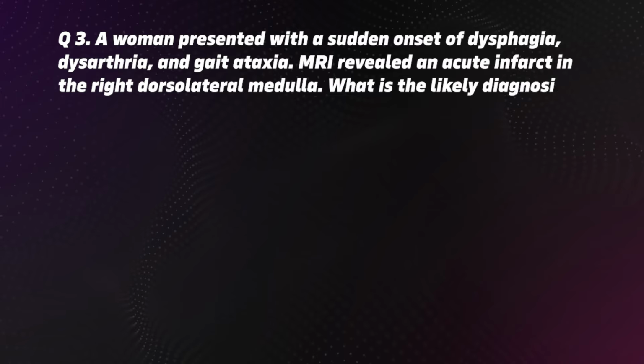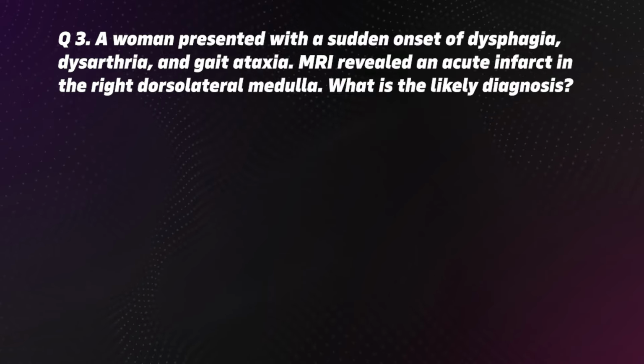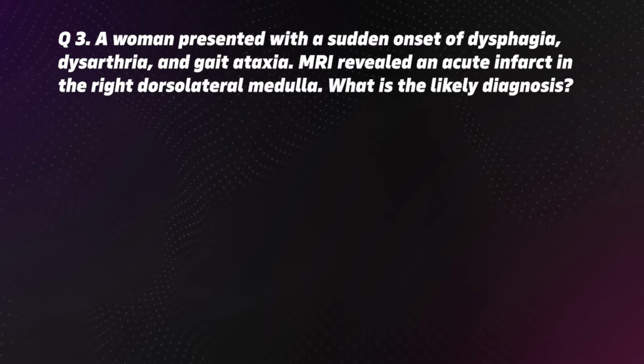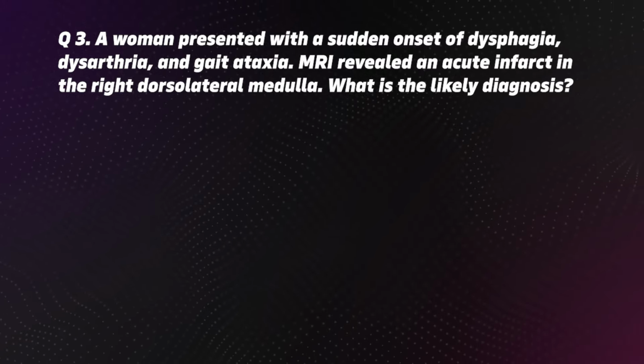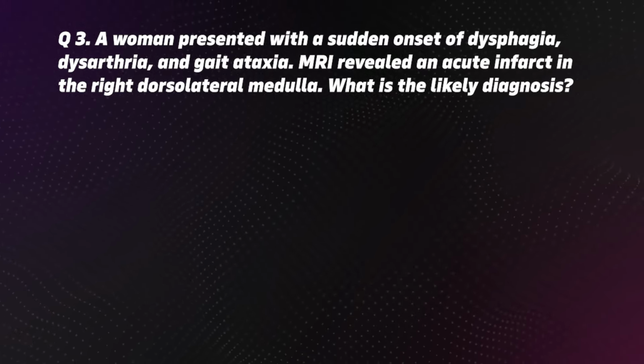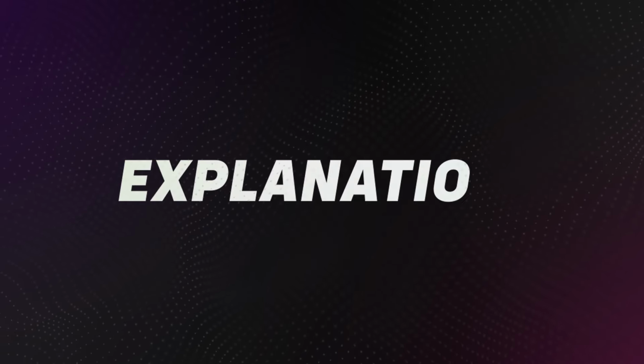Question 3. A woman presented with a sudden onset of dysphagia, dysarthria, and gait ataxia. MRI revealed an acute infarct in the right dorsolateral medulla. What is the likely diagnosis? Here are the options. A. Dejerine's anterior bulbar syndrome. B. Wallenberg syndrome. C. Babinski-Nageotte syndrome. D. Weber syndrome. And the correct option is B. Wallenberg syndrome. Here's the explanation.